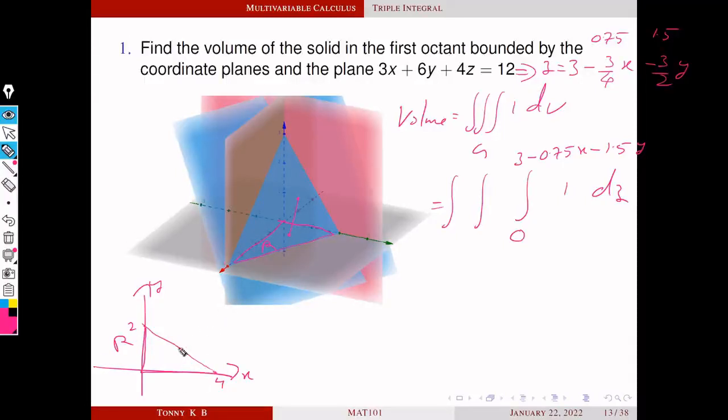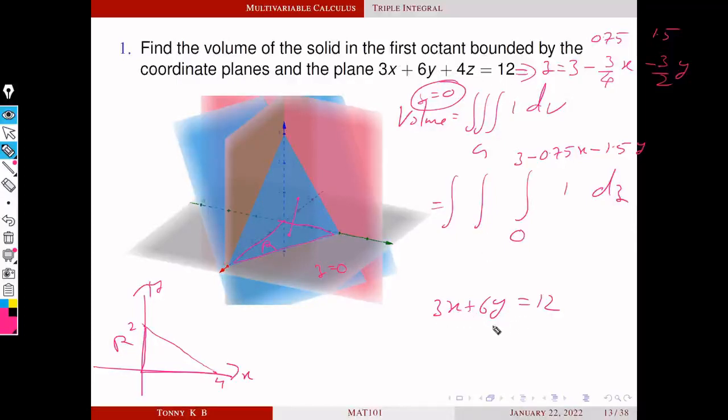To integrate over this region, we have to find the equation of this line. How to find the equation of this line? It is clear that this line is the intersection of this blue plane with our xy plane. So for the intersection of this plane with the xy plane, you simply substitute z equal to 0 in this equation. When z equals 0, the equation of the plane becomes 3x plus 6y equals 12. So this is the equation of this line. The xy plane means z equal to 0. That's why we substitute z equal to 0.